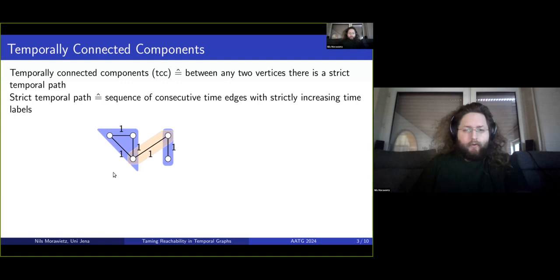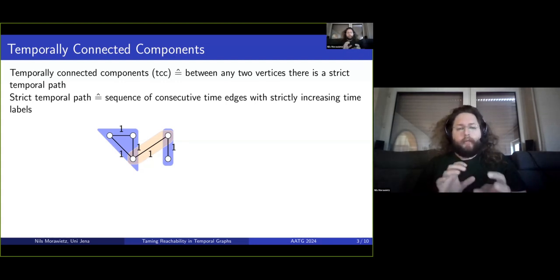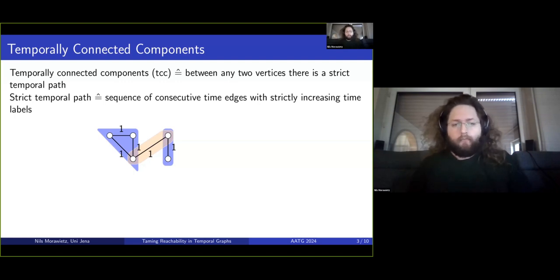Namely, for example, these two vertices over here also form a temporally connected component because this vertex can reach this vertex. So we see we have an intersection of different temporally connected components. So finding a unique partition, or finding a partition of the vertex set, might be pretty hard, or finding an optimal one in some way.